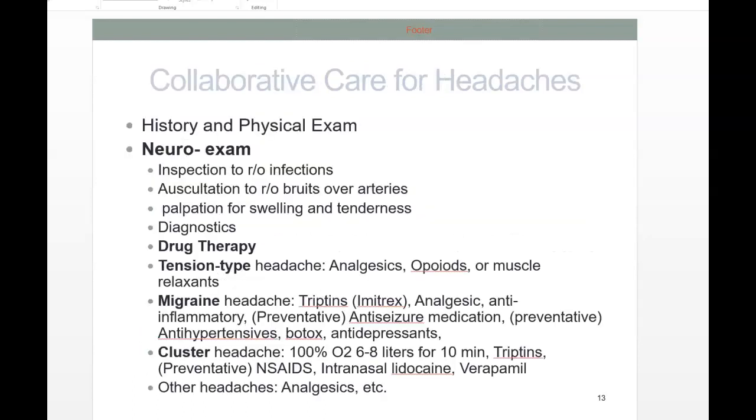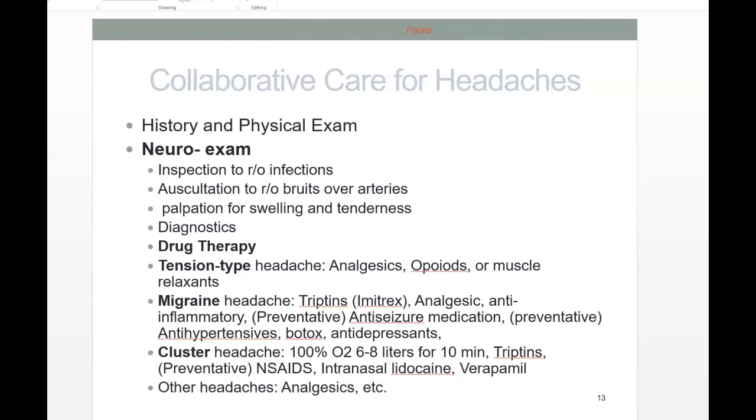Collaborative care for headaches: we do a history and physical. They may do a neuro exam, inspection to rule out infections, auscultation to rule out bruits over the arteries, and palpation for swelling and tenderness, and they will utilize diagnostics such as MRIs and CAT scans. They will do drug therapy. For tension type, they will use analgesics such as Tylenol, opioids such as codeine, whatever opioid is of choice, or they may use a muscle relaxant.